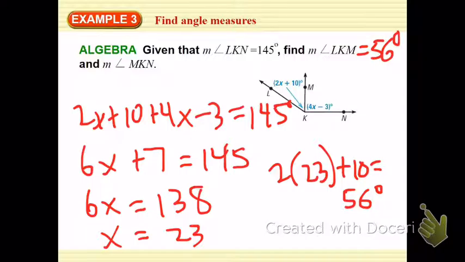MKN, we've got 4x minus 3, so it's 4 times 23 minus 3, so that's 92 minus 3 is 89. 89 degrees is the other angle.